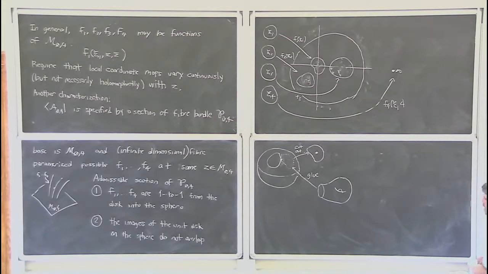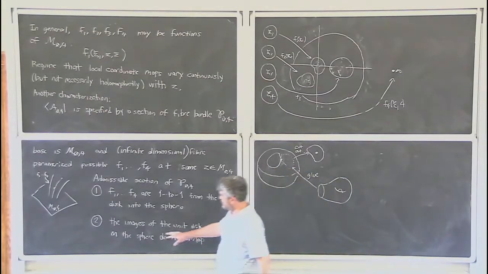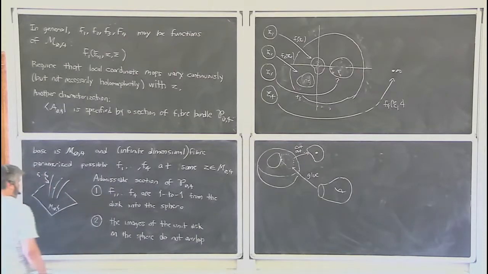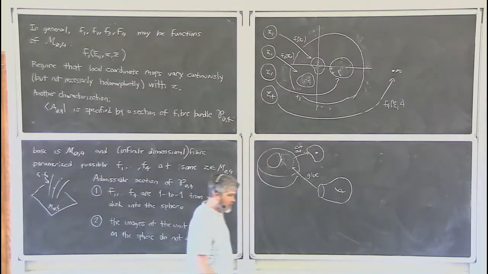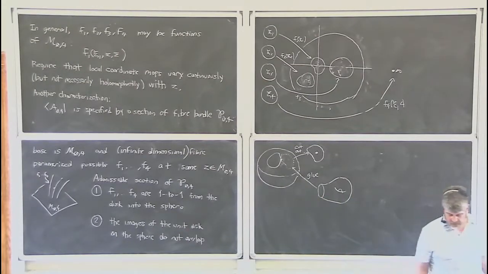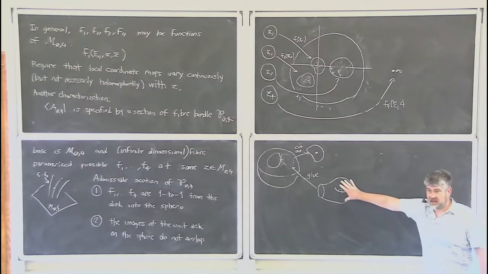Okay, so this condition is important, because we want to be able to define the off-shell amplitude given any four arbitrary closed string states, in particular closed string states which might look like this.